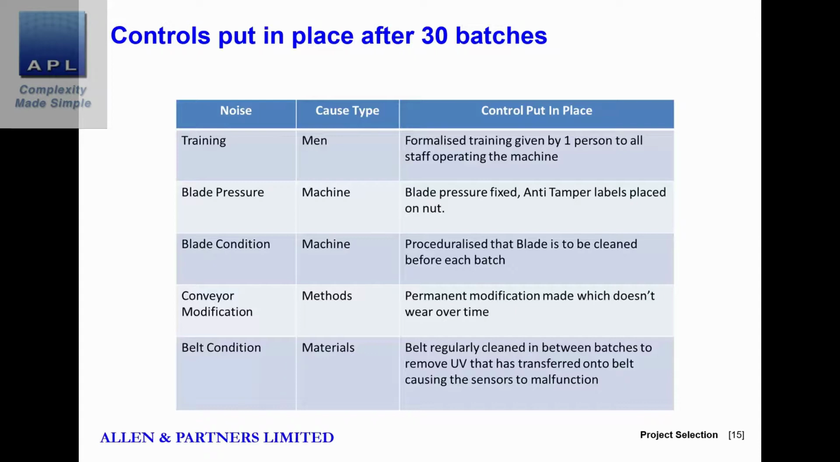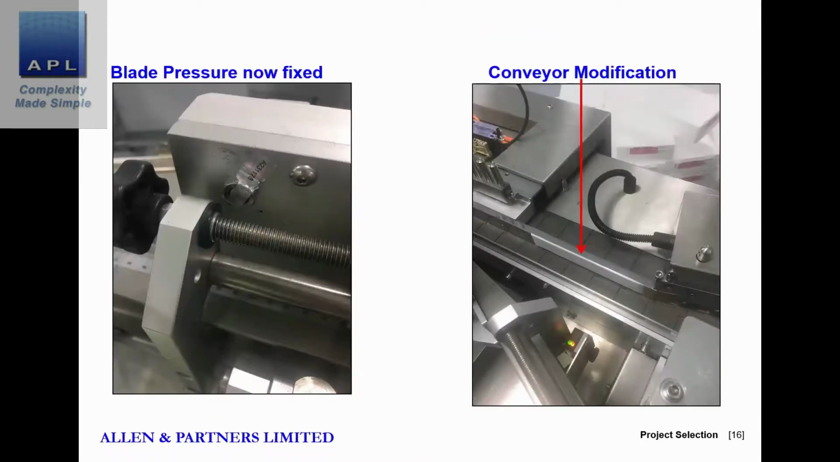We'll concentrate on the 2, 3, and 4 before we look at training. But blade pressure, blade condition. The conveyor modification was to make something permanent that they sort of cobbled together. So the condition of the modification wasn't particularly good, and they had to keep working on it to keep it in good shape. The modification worked, by the way, so they just said, let's do it properly, let's do it permanently. So the conveyor modification and the belt condition. They were the controls put in place after the first 30 batches.